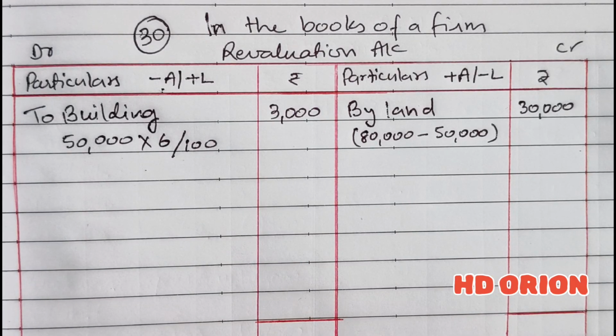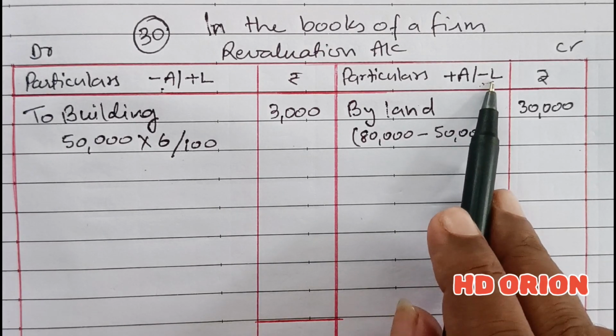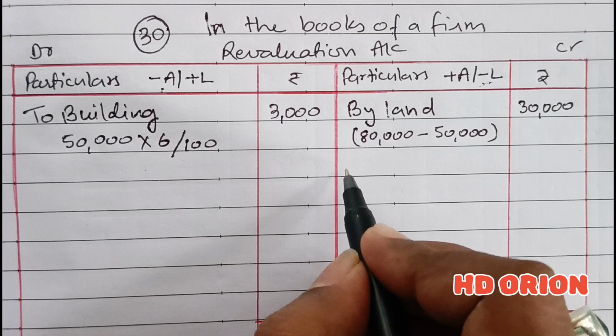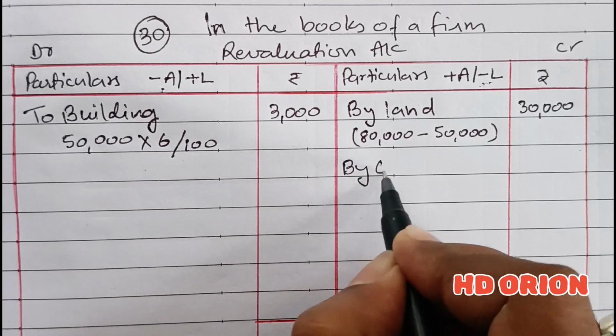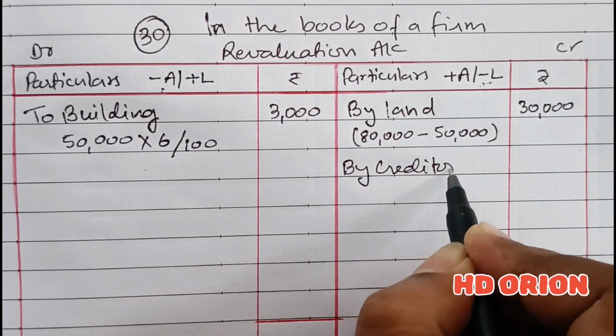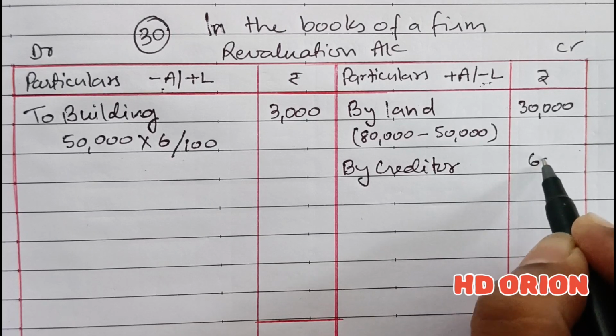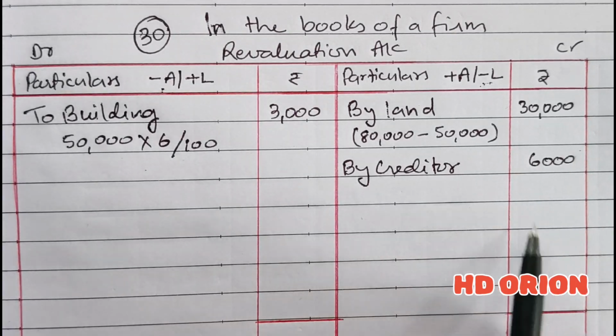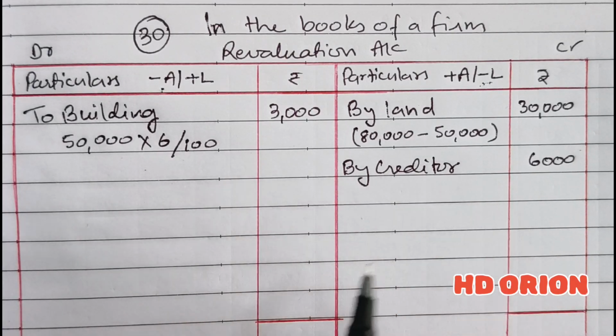And then third point says creditors of rupees 6,000 were not likely to be claimed and hence should be written off. So there is a decrease in the value of creditors. So creditors is a liability. So decrease in liability we will record on the credit side. Creditors rupees 6,000. So this way all the changes in assets and liabilities are recorded.